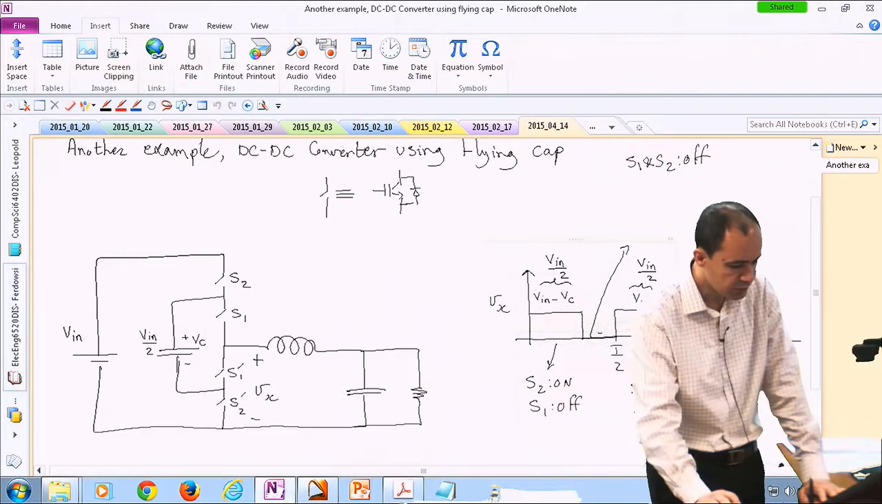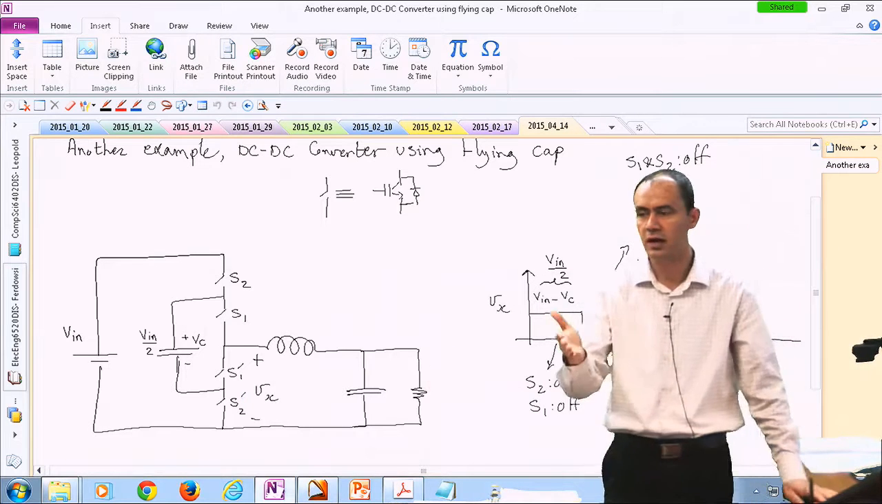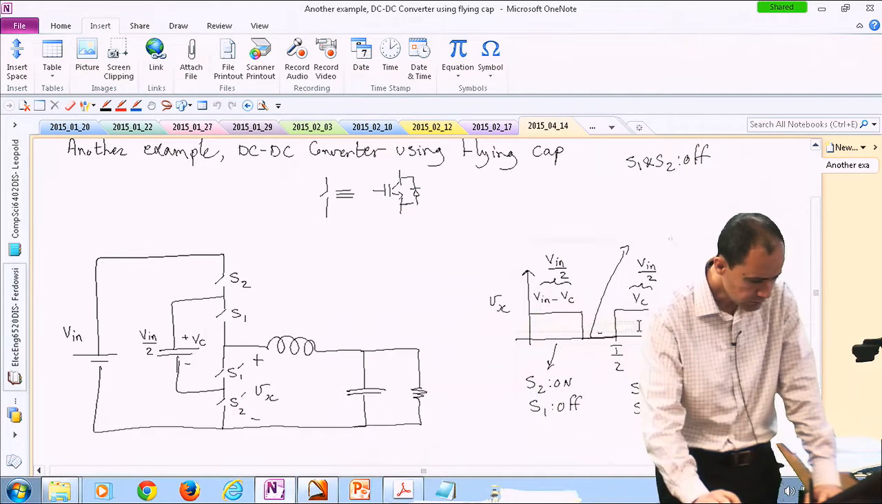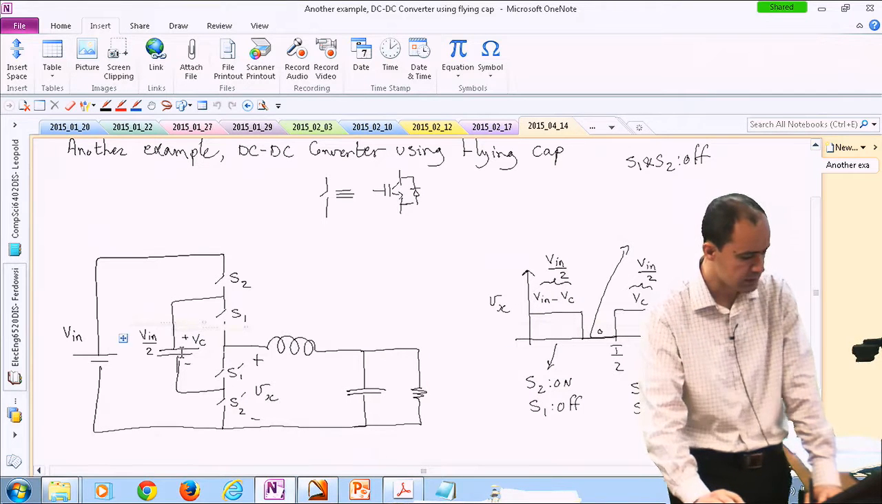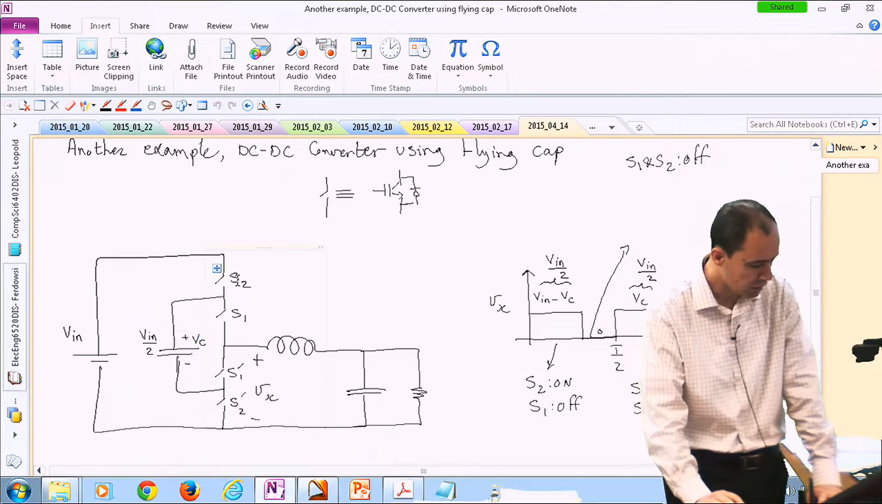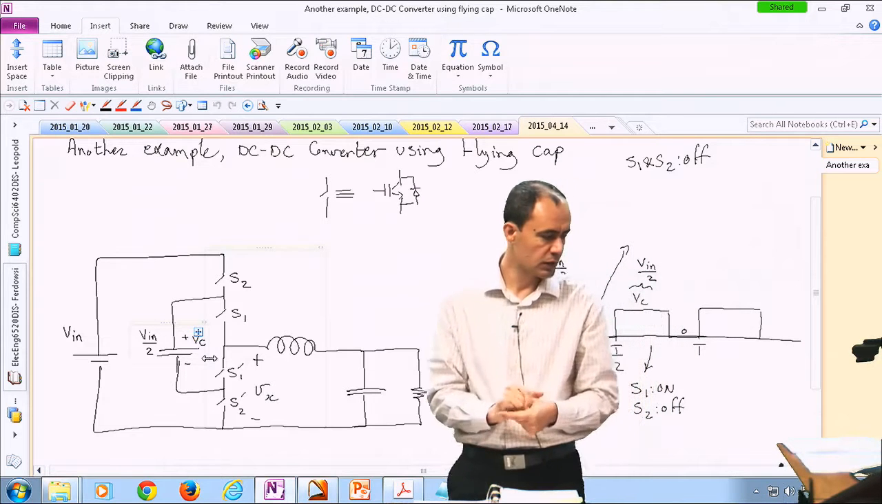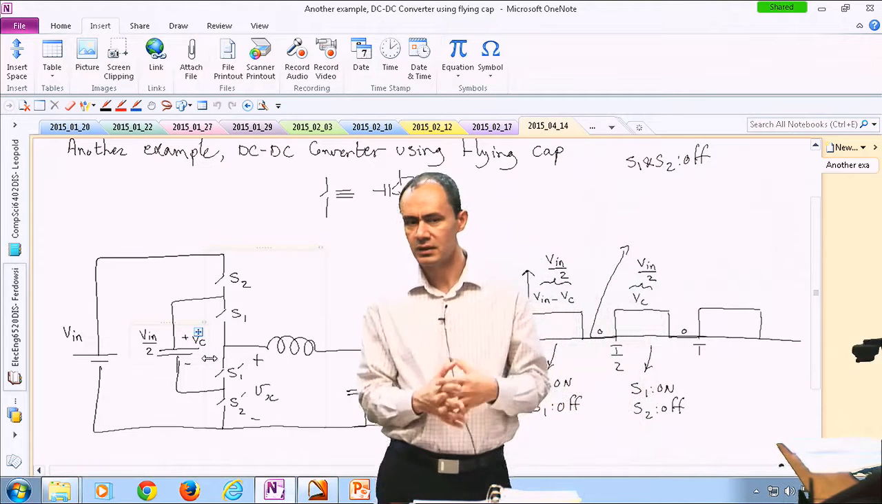And then I repeat the same sequence for the remaining half of the switching cycle, but this time I apply just the capacitor by turning S1 on and basically S2 off. So this time only the capacitor is providing power to the load. The inductor on the left-hand side doesn't see the difference.